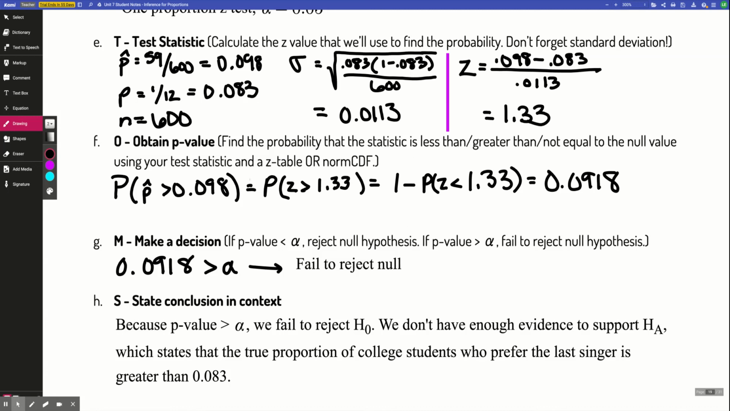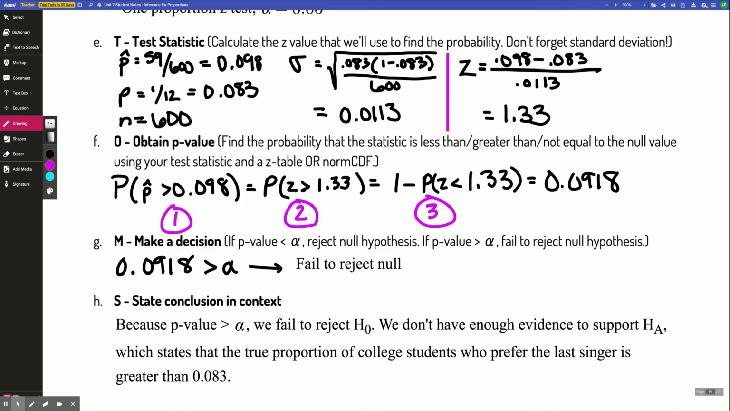I wrote the probability notation 3 different ways, okay? So this is the first way, this is the second way, and this is the third way that I wrote it, okay? You do not have to write all of these. Just pick one, okay? The first way that I wrote it is in terms of the actual sample statistic. The second way that I wrote it is in terms of your test statistic, the Z value. And then the third way that I wrote it would be if you used a Z table, right?